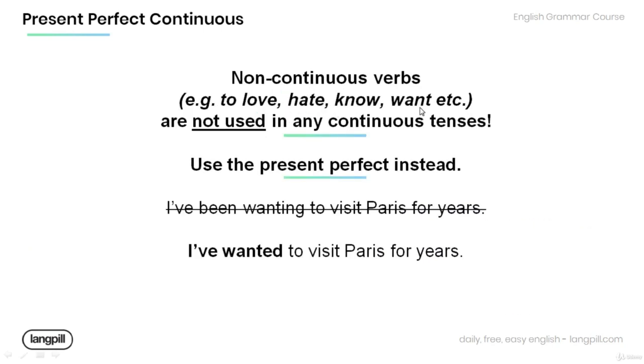Non-continuous verbs, for example, to love, hate, know, want, etc., are not used in any continuous tenses. Make sure to use the present perfect instead. Have a look at the examples over here. I've been wanting to visit Paris for years. Note that this sentence would be incorrect because the verb want cannot be used in any continuous tense. The correct form would be I've wanted to visit Paris for years.